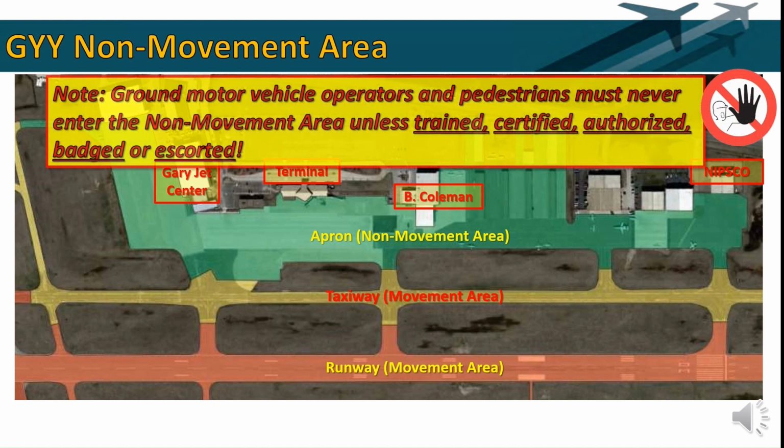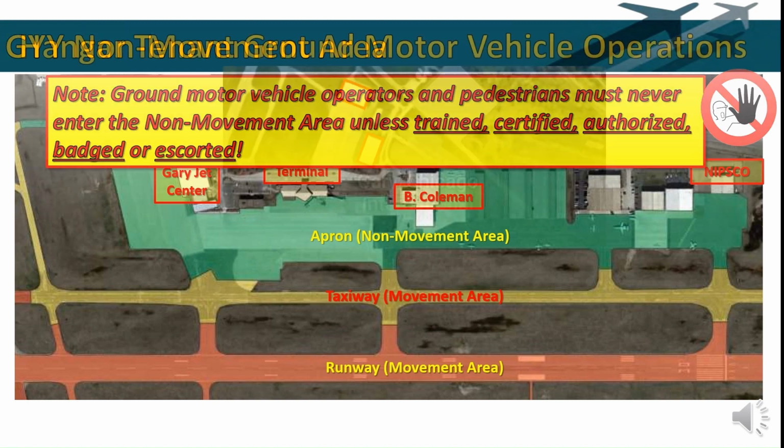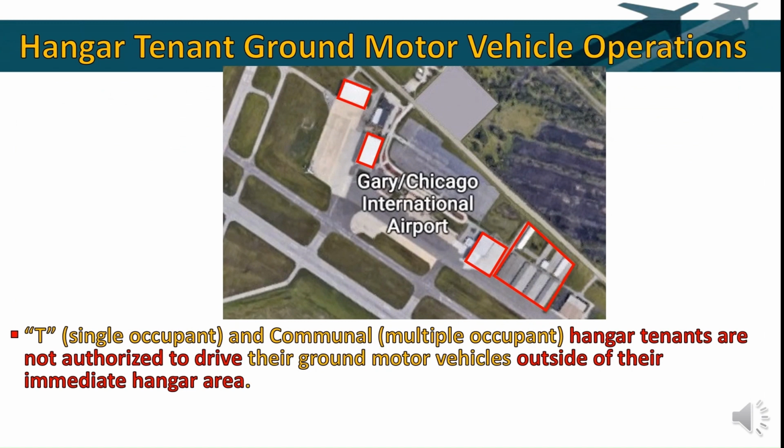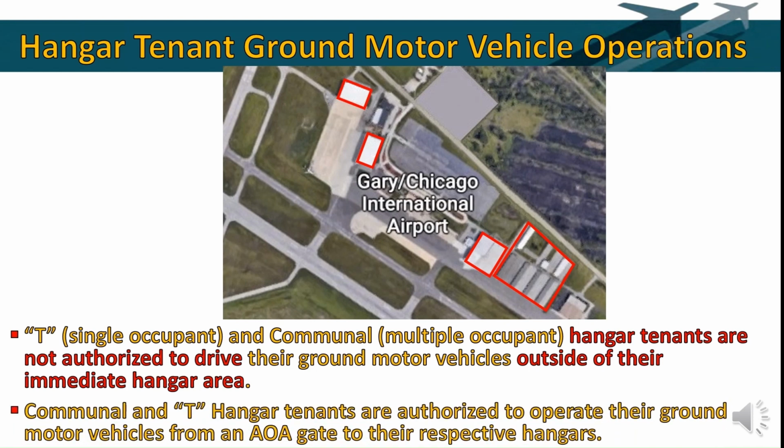Ground motor vehicle operators and pedestrians must never enter the non-movement area unless trained, certified, authorized, badged, or escorted. Tenant ground motor vehicle operations. T and communal hangar tenants are not authorized to drive their ground motor vehicles outside of their immediate hangar area. Communal and T hangar tenants are authorized to operate their ground motor vehicles from an AOA gate to their respective hangars.